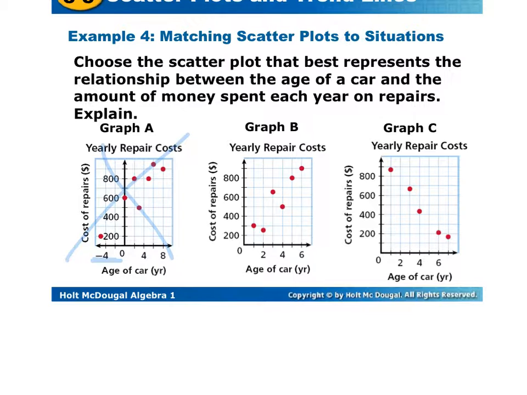So when you buy a car, when it's brand new, is it going to break down a lot? Probably not, right, unless you get a lemon. But as your car gets older, what's going to happen to the times that you're going to have to fix it? Is it going to increase or decrease? It's probably going to increase, so we're looking for a positive correlation, because as your car increases in age, so will your repair cost. So we're looking at graph B.